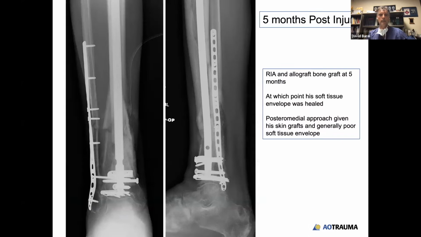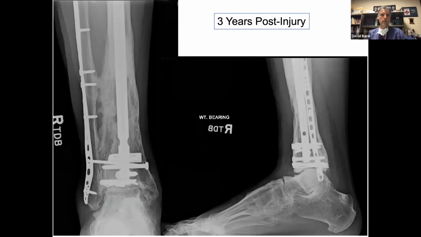And he ultimately goes and gets bone grafted, but it took forever for his soft tissue envelope to heal before I could bring him back and bone graft him. And then here he is 3 years post-injury with his healed, infection-free, good soft tissue envelope and an adequate tibiotalar articulation.